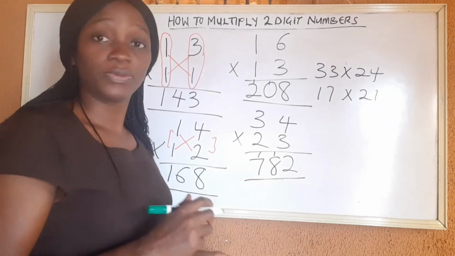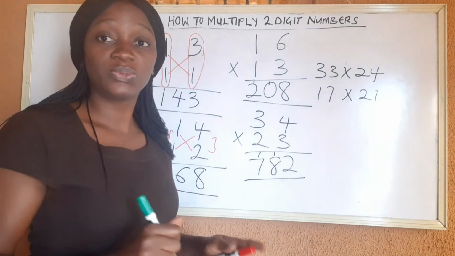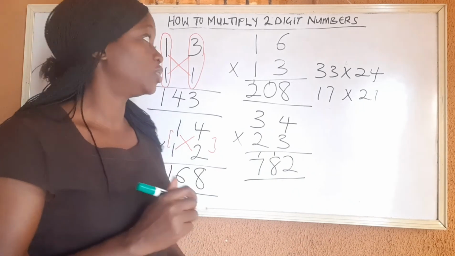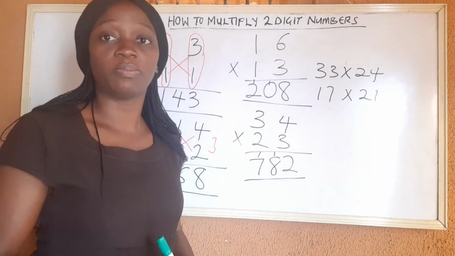So that's the end of the first method for multiplying two-digit numbers together. In my next video, I will be showing you another method that you can use to multiply two-digit numbers together.